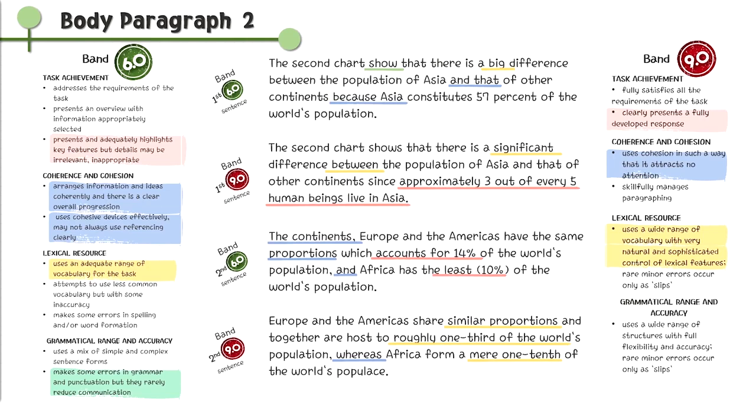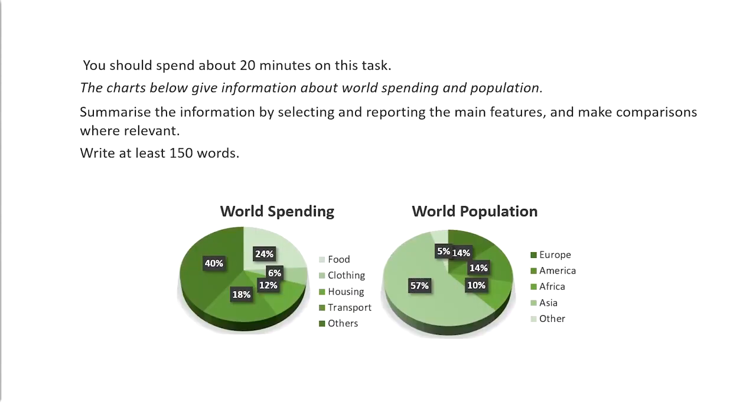This will make our task achievement and lexical resource score high by adding enough information and using a wide range of vocabulary. Now, this is our Band 9 essay for the given charts. You can pause the video and take time to read our example for you to have an idea of what is a Band 9 report.